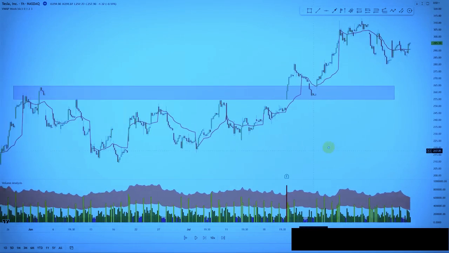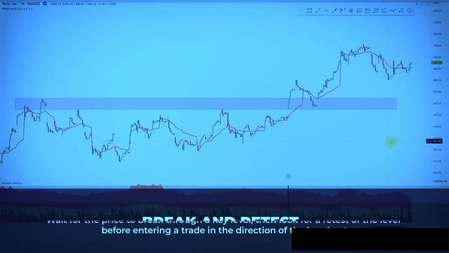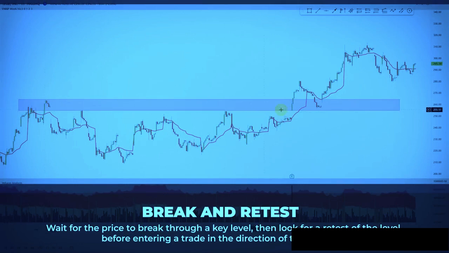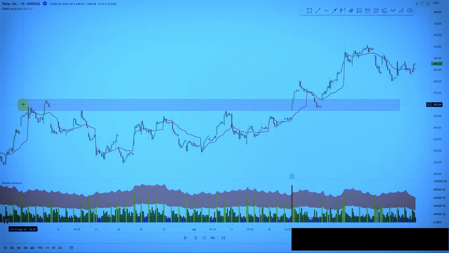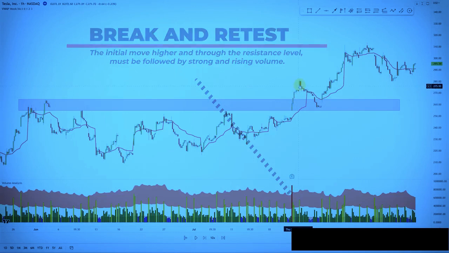One popular strategy for trading breakouts is the break and retest technique. This involves waiting for the price to break through a key level, then waiting for a retest of the level before entering a trade in the direction of the breakout. In this example, the initial move higher and through the resistance level must be followed by a strong and rising volume. It takes effort for the market to move away. The same applies here, and you should see this move reflected in the volume of the next few bars.